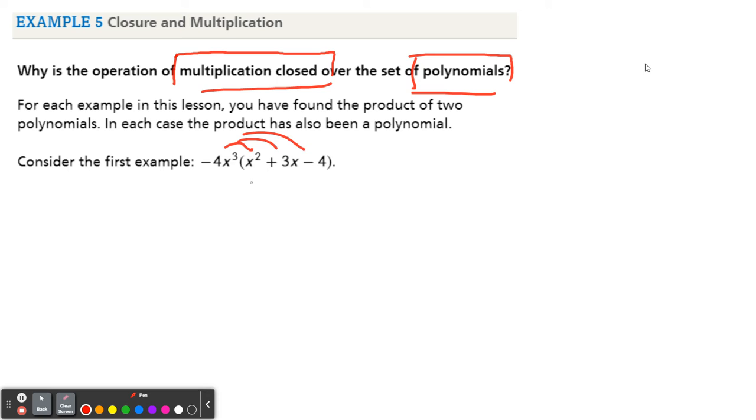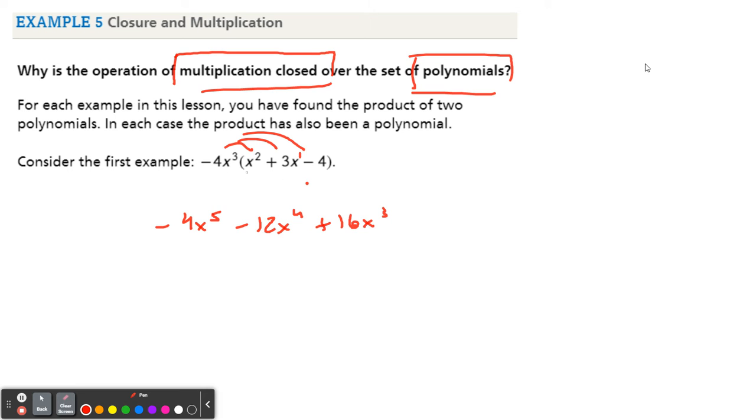So again, we distribute. We did this at the beginning. Negative 4x cubed times x squared is negative 4x to the 5th. Negative 4x cubed times positive 3x is negative 12x to the 4th. Remember, this is an x to the 1st. And negative 4x cubed times negative 4 is positive 16x to the 3rd. So this is the result of this multiplication.